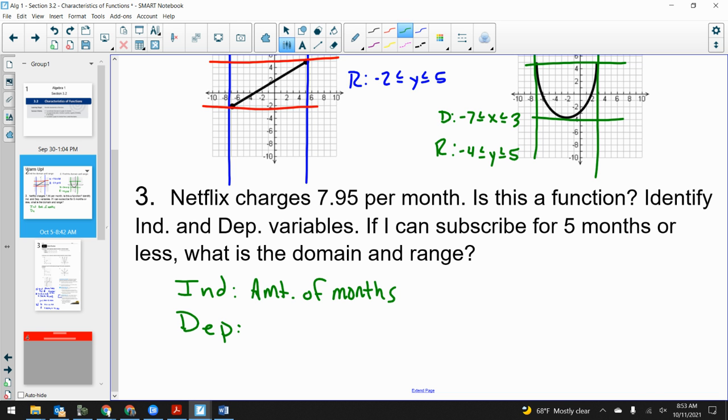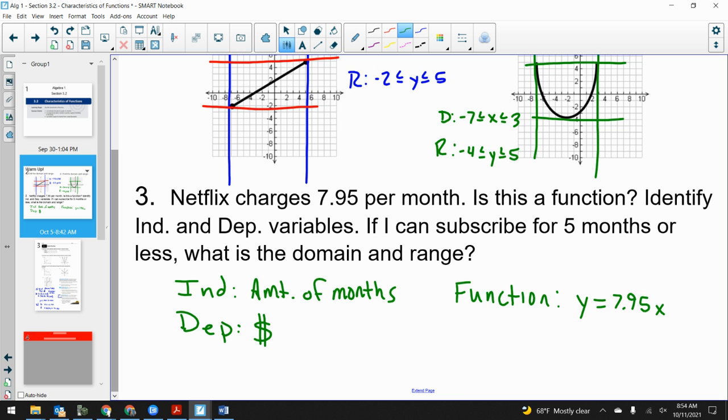And my dependent variable, if I change the amount of months, what does that cause to change? Again, we're talking about price. We're talking about cost. Total cost. Money. Okay, is that a function? If I input an amount of months, could I ever possibly get two different prices? No. Something's wrong with that company then. So yes, this is a function. Let's write the equation. Well, if it's $7.95 per month, no other charges, 7.95x, where x is the amount of months.